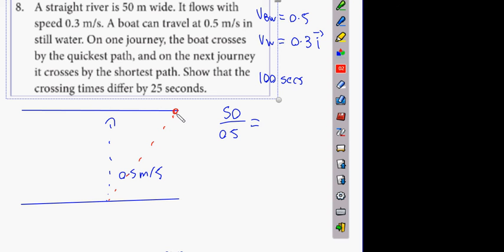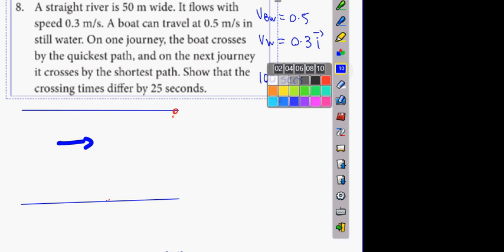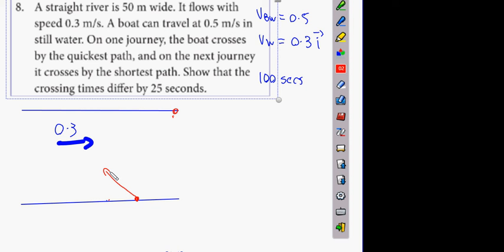downstream because we're using all our velocity to go straight up, and the river drags us down the side. That's the easy one. Now, here's the hard one: the shortest distance. Once again, we have the water going across at 0.3. If I'm the boat, I have to make sure I aim across to the left, and I have to combat this 0.3. My velocity is 0.5, and using Pythagoras' theorem, I find this is 0.4.